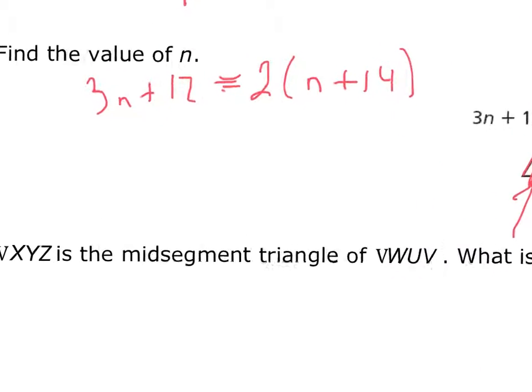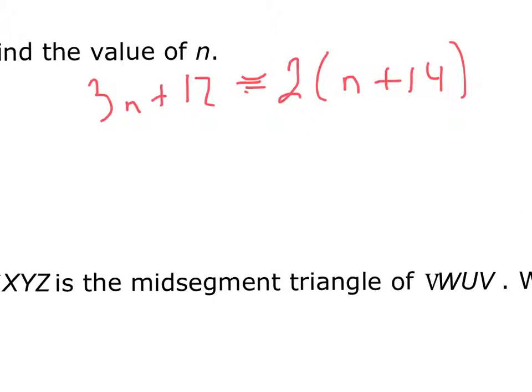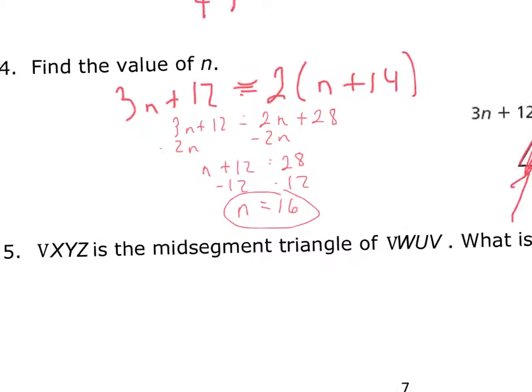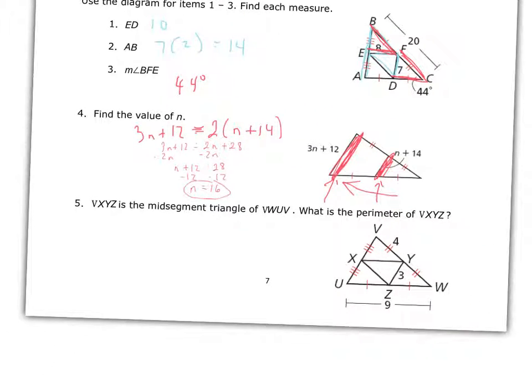Let me zoom in for us. So we have 3n plus 12. Let's distribute. Gives us 2n plus 28. And then we can subtract 2n on both sides, and that gives us n plus 12 equals 28. And then, of course, you can subtract 12 on both sides and get n equals 16. And that would be our final solution for what the value of n is. Okay?